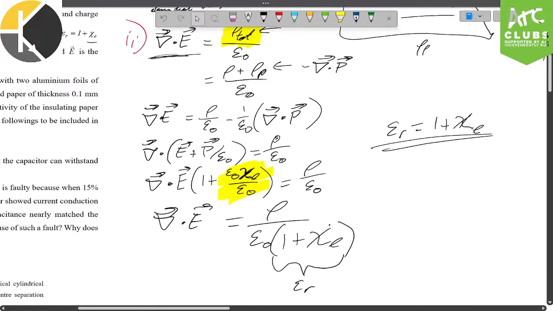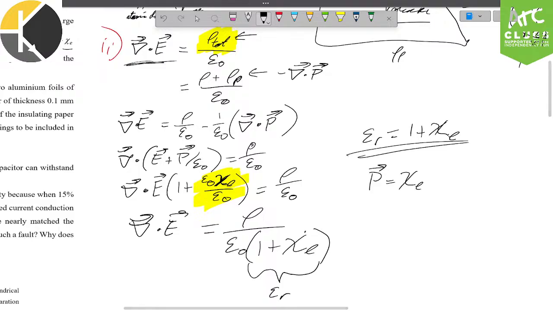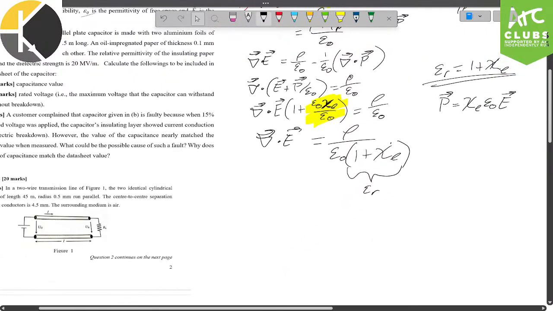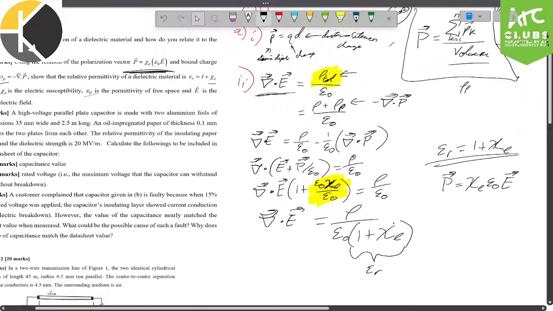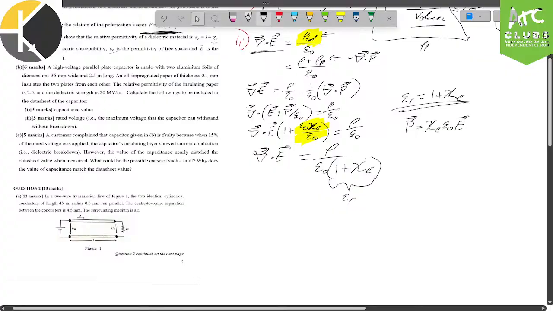What we're substituting here is that your polarization vector is equal to your susceptibility times epsilon 0 times your electrical field strength. And I've just grouped the terms there. Your epsilons end up canceling and you just get the electric susceptibility. All right, good stuff. Now, that is part II of question A. Let's go ahead and look at question B.